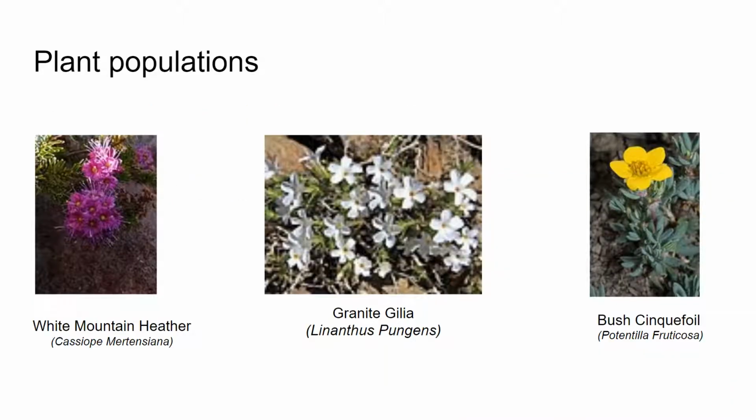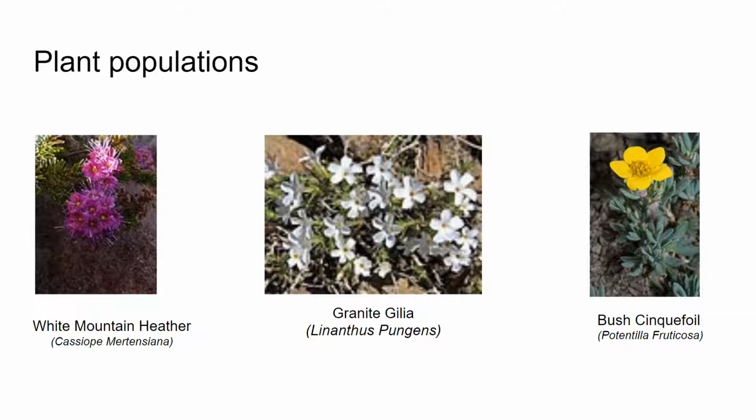Many of the plant populations that you can find in the California Alpines are the white mountain heather, or the Cassiope mertensiana, the granite gilia, or the Linanthus pungens, or the bush cinquefoil, or the Potentilla fruticosa.